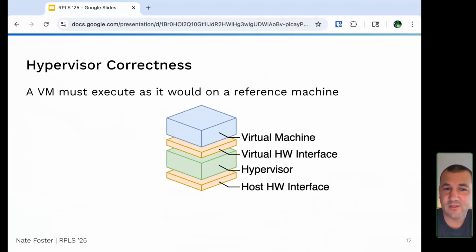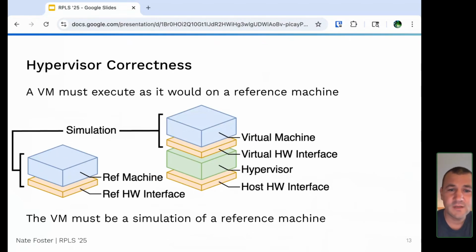So what do we mean for a hypervisor to be correct? Well, basically, we'd like it to be the case that if we take this hardware burger and then on top of it, we decide to run, say, a virtual machine, this should be equivalent to running on some kind of reference machine where there's no hypervisor, there's no virtual interface, and we just run the VM natively. So formally, we'd like the VM to be a simulation of some reference machine.